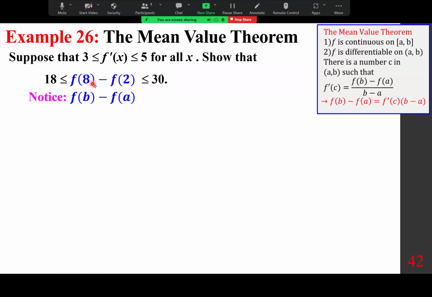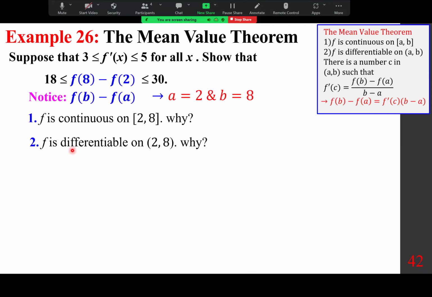So with that being the case, a must be 2, b must be 8. So the interval of 2 to 8. Now, can we use the mean value theorem? Can we claim f is continuous in the closed interval of 2 to 8? Can we claim f is differentiable in the open interval of 2 to 8? The answer is yes. How do we know that?